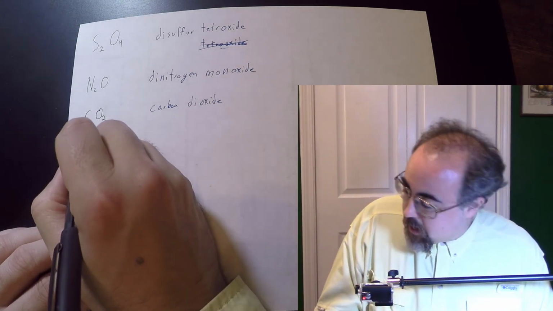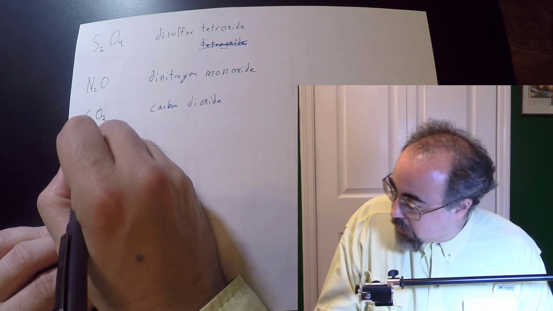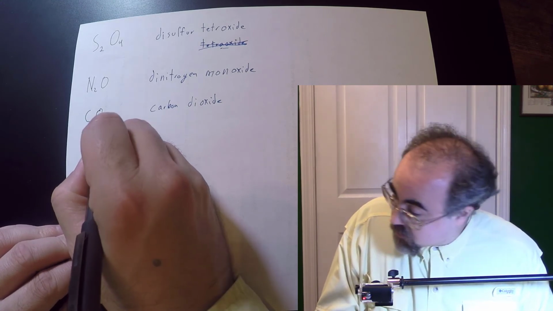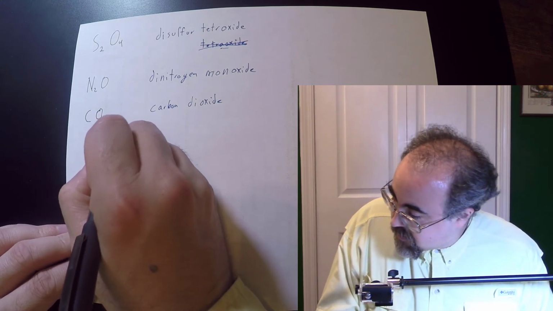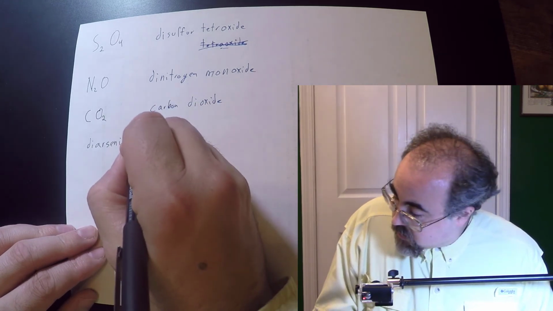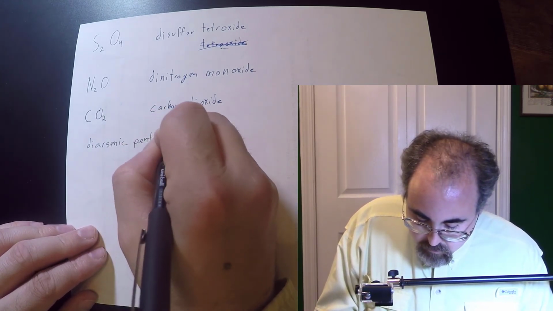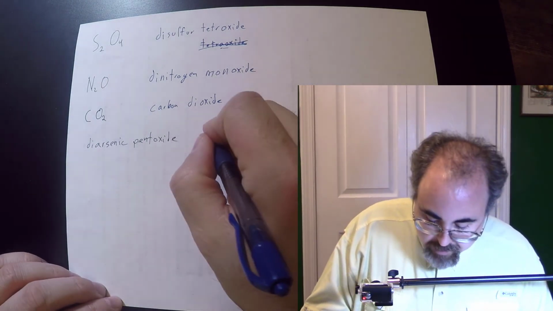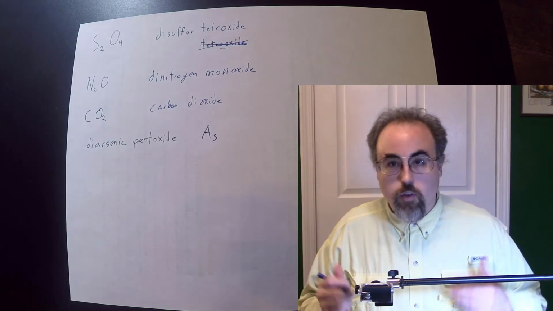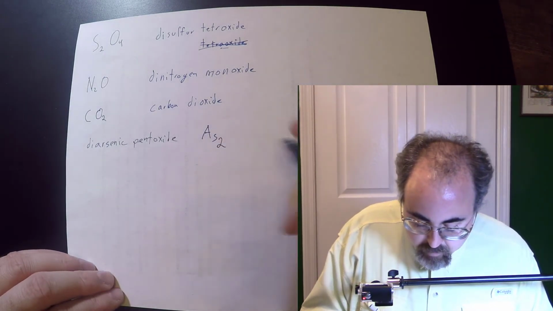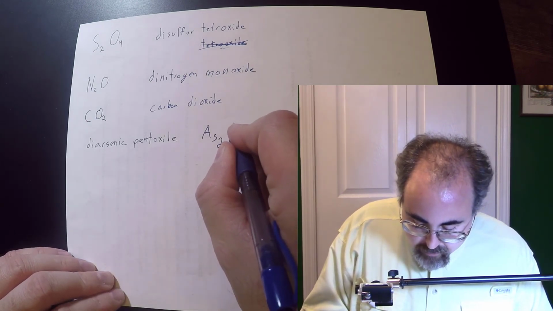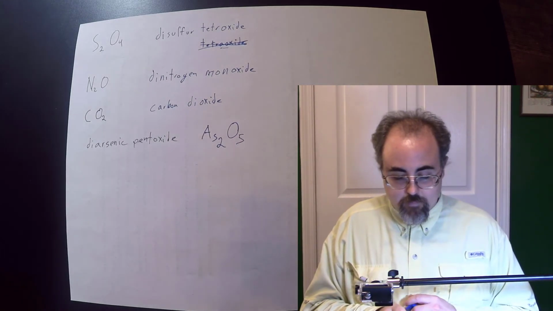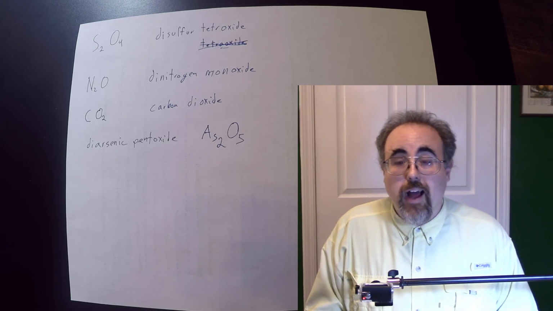So let's go for a name and we'll go backwards. It is as simple as it looks. Let's go diarsenic pentoxide. Not something you ever want to run into. From this, I know it's arsenic, so it's going to be As. I know there's 2 of them because it's a di. I know it's an oxygen because oxide. And I know there's 5 of them because of the pent. There we go. Quite straightforward.